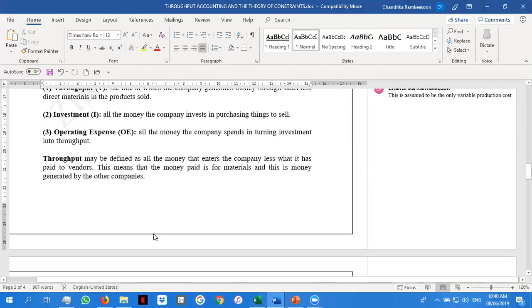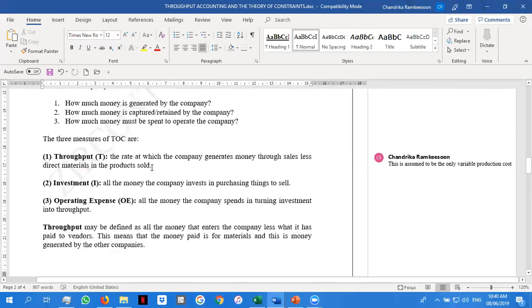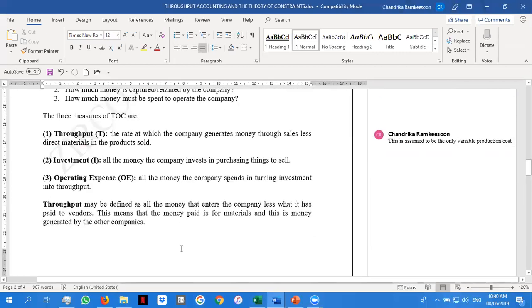Throughput, well, you saw up here the rate at which the company generates money, but let's look at it in more detail. Throughput may be defined as all the money that enters the company less what it has paid to vendors. In other words, throughput is the rate at which the company generates money through sales less direct materials. So sales less direct materials equals throughput. And let's just call that money then.